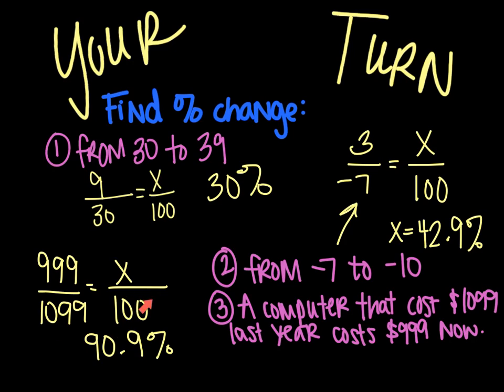Number 3 is over here. Here's your proportion. Make sure you're setting that up correctly. And then solving, you get an answer of 90.9%. That is also a decrease just because it started at $1,000 and went under $1,000. So decrease.